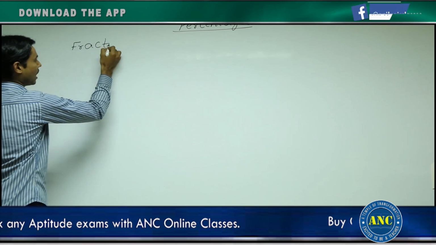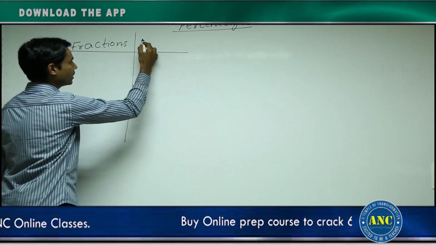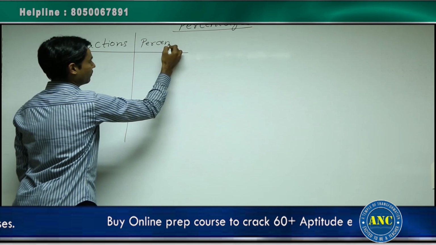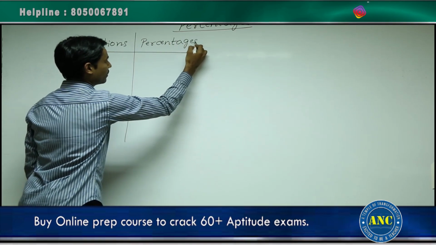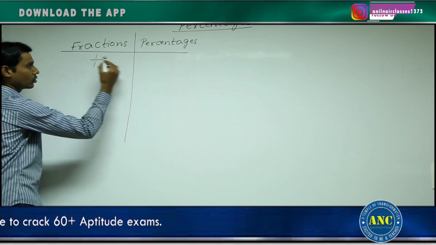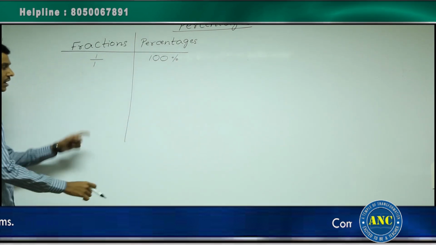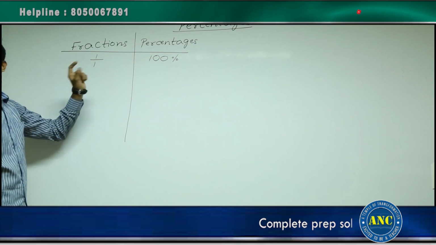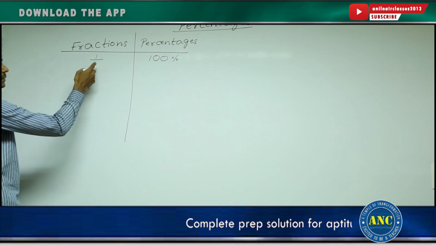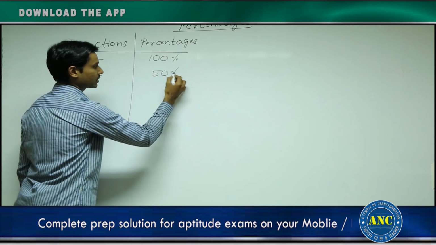See here. I'll start with the basic fractions, then slowly I'll increase the fraction value. Listen to this first. First I'll start with the basic elementary fraction 1 by 1. 1 by 1 everyone knows that it is 100%, right? 1 by 1 is nothing but 100%. I will increase my denominator. If I increase my denominator, it becomes 1 by 2. 1 by 2 also everyone knows that it is 50%.